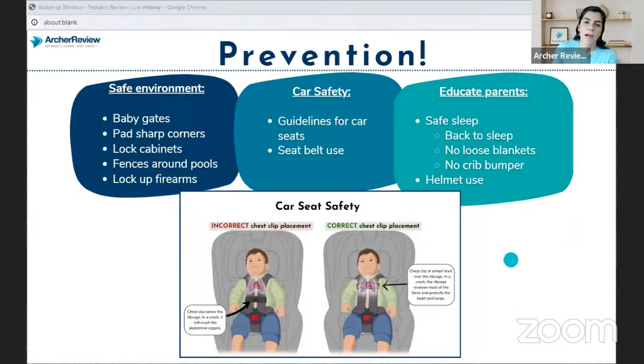The other thing I wanted to mention is back to sleep. We'll talk a little bit about this when we talk about SIDS in our next slide, but you want to make sure that there are no loose blankets in the crib, no crib bumpers. I know that was a fad for a little while, but no crib bumpers, no pillows, no blankets. Baby just needs to be in a little sleep sack and in the crib by themselves on their back. So that's going to be really important.